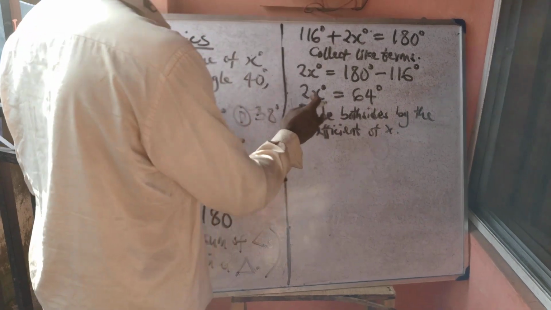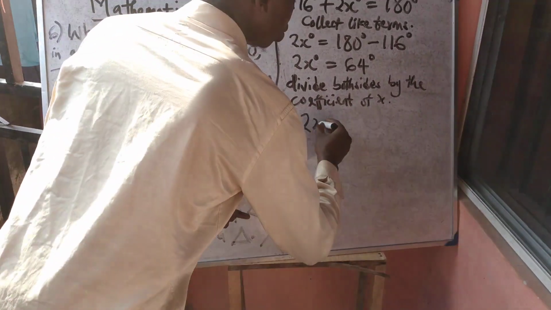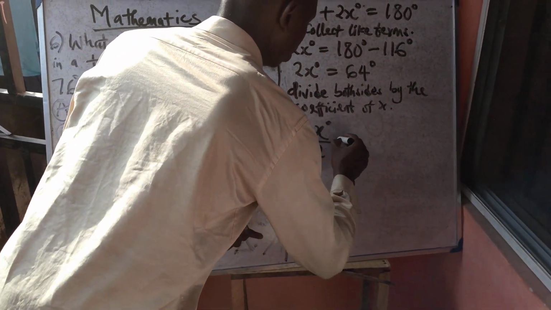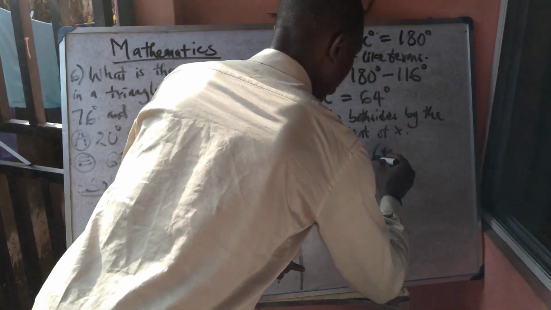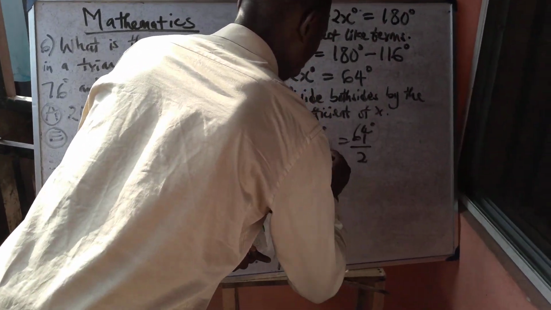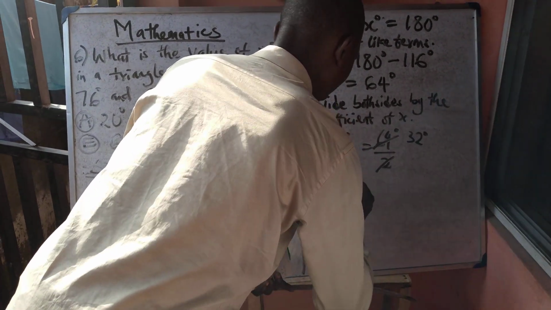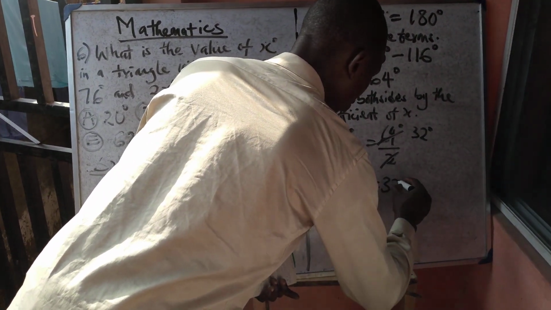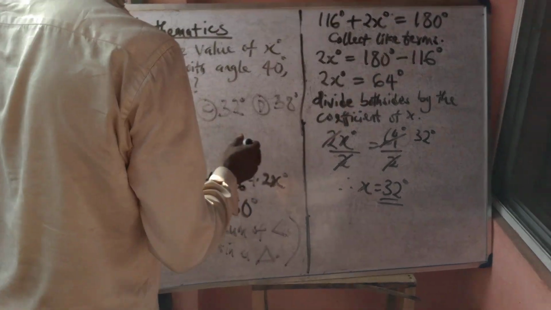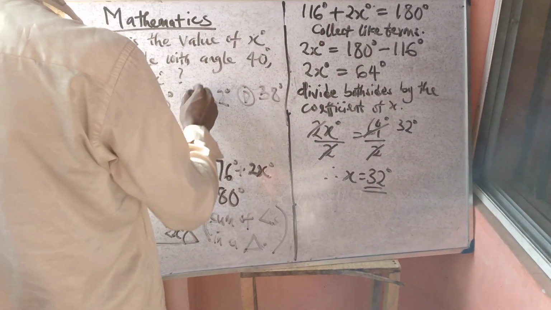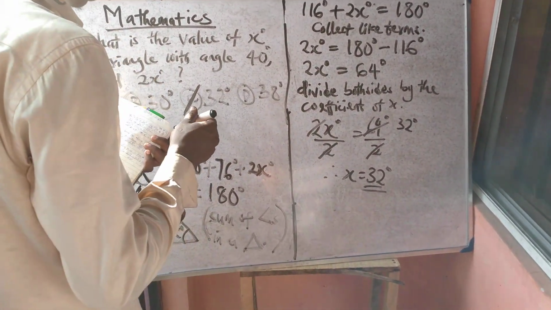The coefficient of x is 2. So this becomes 2x divided by 2 equals 64 divided by 2. So 2 cancels 2, and 2 going into 64 is 32. That means that x is equal to 32 degrees.